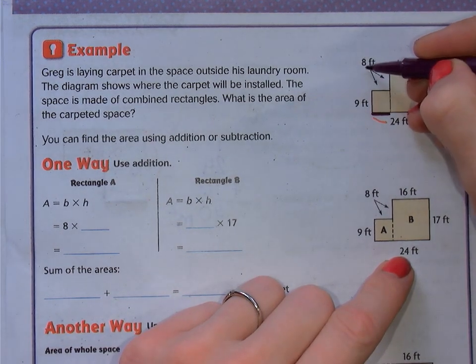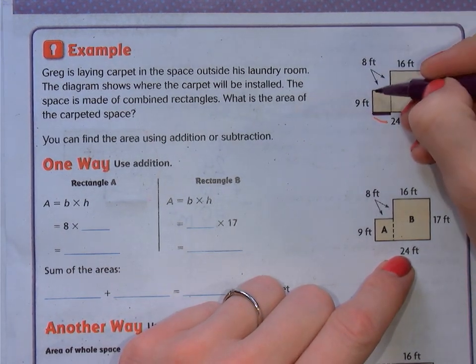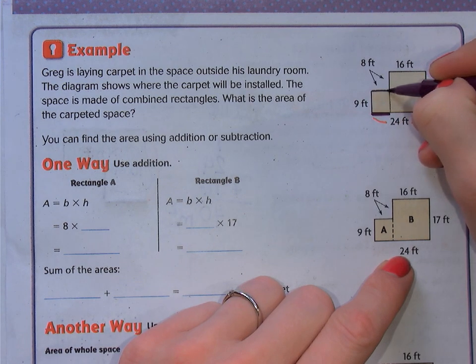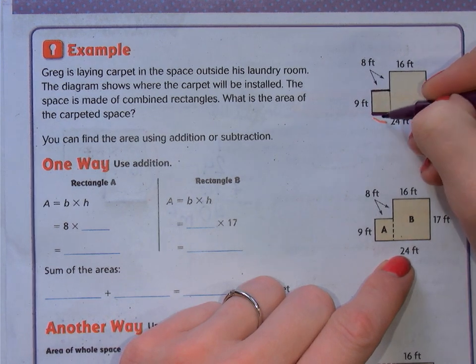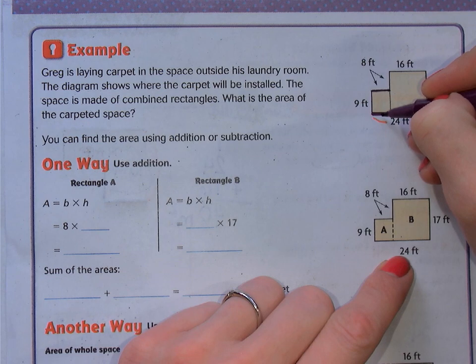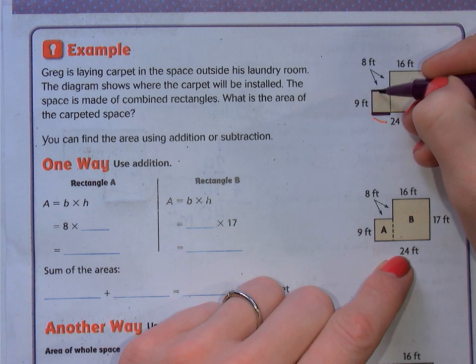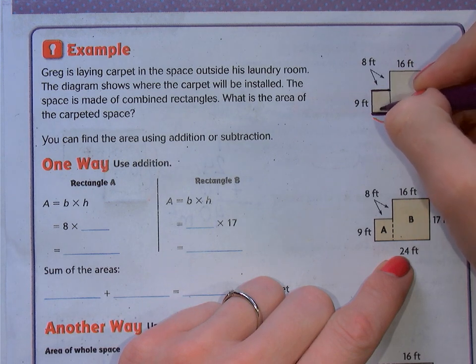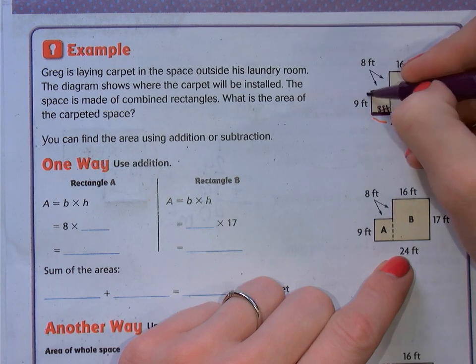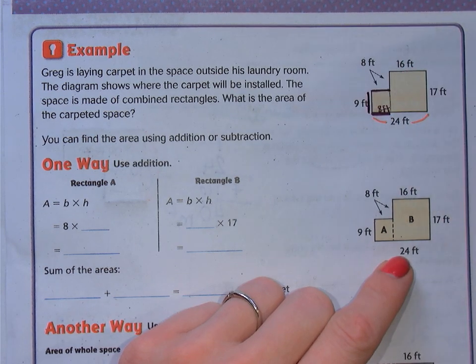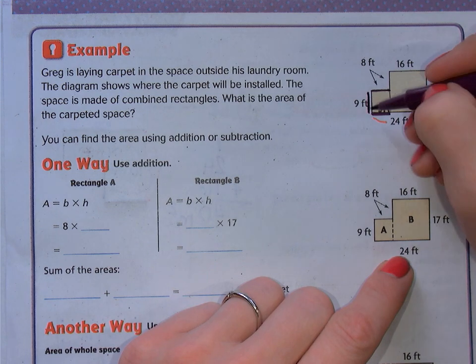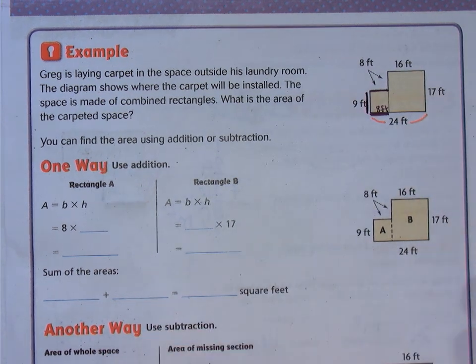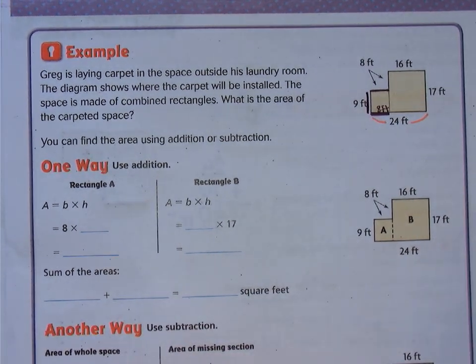Well, look up here. This says 8 feet is right here. If this is 8 feet and it's a rectangle, then this down here is 8 feet, isn't it? The base can be the top or the base can be the bottom. So if this is 8 feet, just this little part right here is 8 feet, and my height is 9 feet, right? So in this little rectangle, it's 8 times 9. What's 8 times 9?